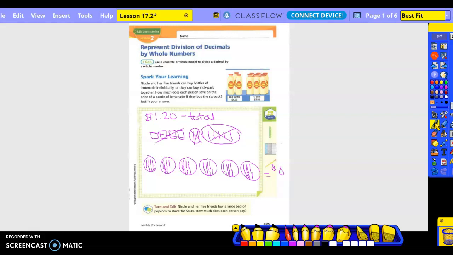So individually, each friend would spend, do I have any flats in those circles? No, so 0 decimal. How many longs do I have in each one of those circles? 8. Okay, so I have 8 longs. And then do I have any small cubes? No. So individually, instead of spending $1, each person could spend what? 80 cents. Okay, so each lemonade, if they buy the pack and split it up amongst the 6 friends, would cost them 80 cents.